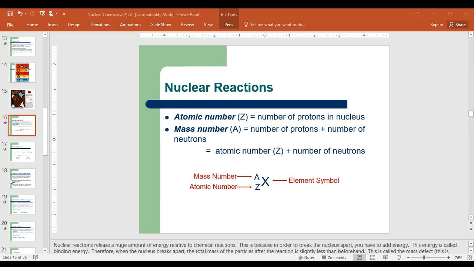So first of all, when we have a nuclear reaction, we're going to be using the isotope symbols that we used previously. So remember, the atomic number is Z. That's the number of protons in the nucleus. That's going to be on the bottom of our atomic symbol. Mass number is going to be A. That's the number of protons and neutrons, and that will be on the upper left-hand corner above our element symbol. So we're going to be seeing these symbols just like before.